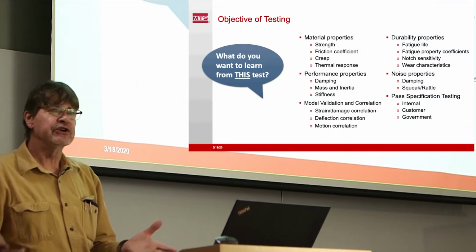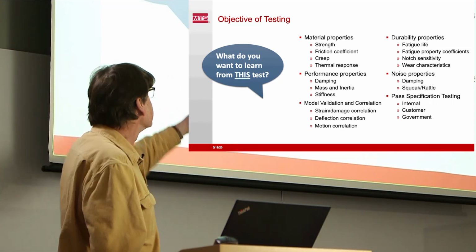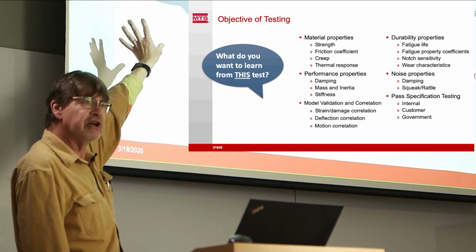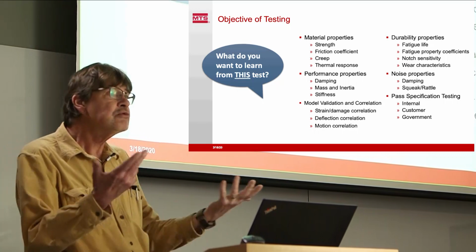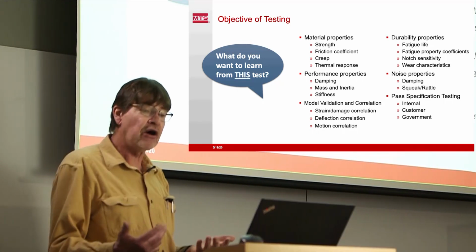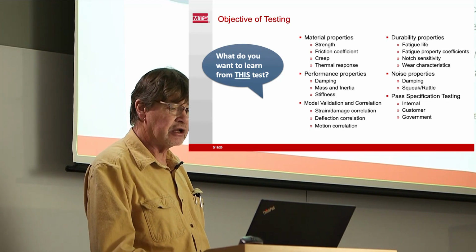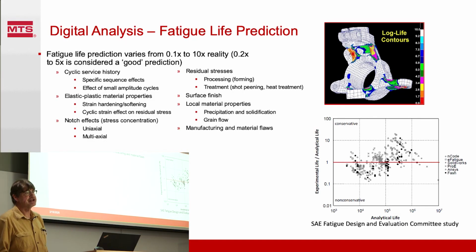What's the objective of your test? There's many things we can learn. You should start at the top of the page with what you want to learn from this test, not opening a catalog and saying I want one of these and I want one of these. What information are you trying to gain and how are you going to get it? Obviously there are many tests that could be done, so we need to focus some. Typically we're talking about dynamic testing and durability.